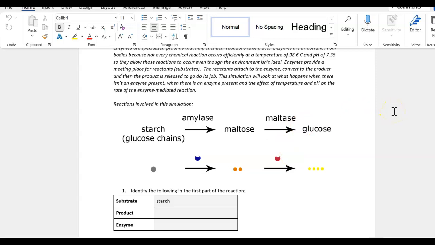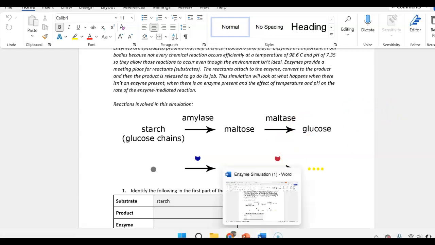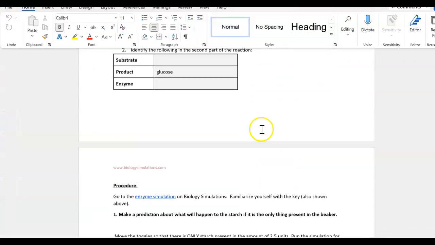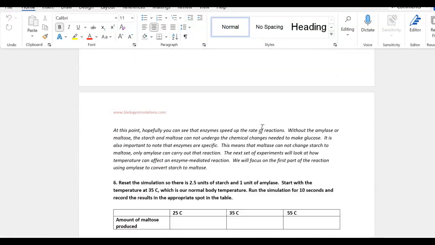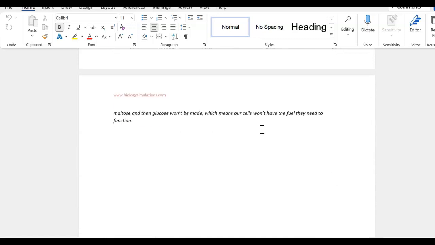If you have any other questions, please don't hesitate to ask. But like I said, just follow the instructions on this sheet and answer the questions as you go, looking at the different levels and the different graphs.